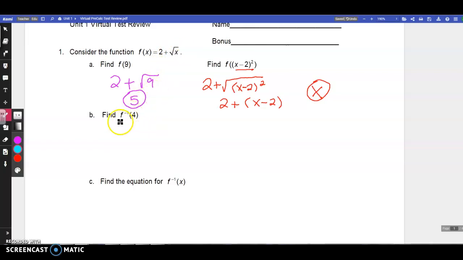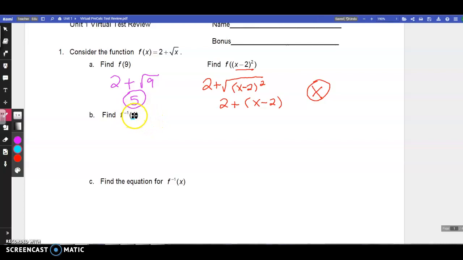Option 1 is I could find an equation for f inverse. Okay, we know how to do this. We switch the x and the y's, we solve for y, and then we'd have an equation for f inverse, and then we could plug in 4. Or, if we're creative, we can kind of figure out something to do with this 4.